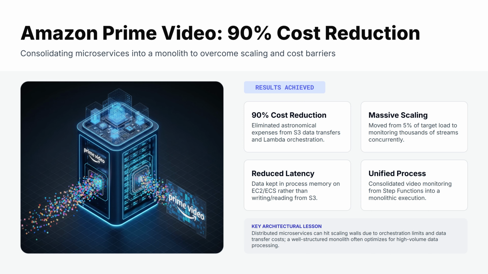By consolidating these microservices into a single monolithic process running on Amazon EC2 and ECS, they achieved a 90% reduction in infrastructure costs, improved scaling capability, moving from 5% of target load to handling thousands of streams, and reduced latency, as data was kept in process memory rather than being written to and read from S3.